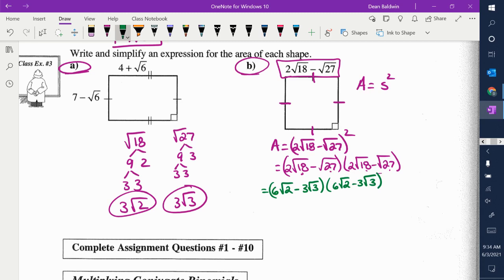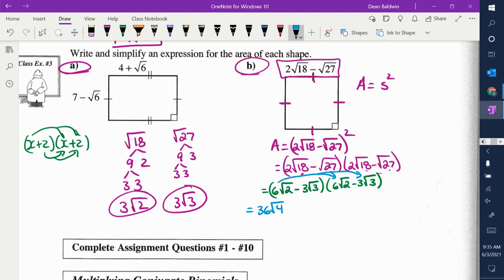All right, so what do we do? We FOIL. All right, this is just like if you had x plus 2 times x plus 2. You would be like x times x and x times 2 and then 2 times x and then 2 times 2. Okay, so we're going to go 6 root 2 times 6 root 2 is 36 root 4.